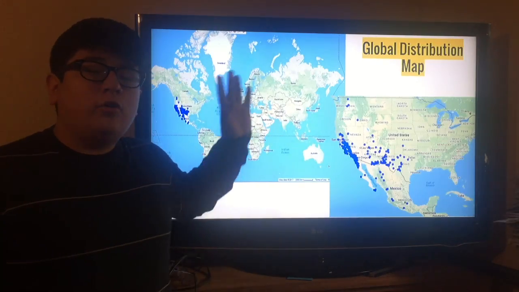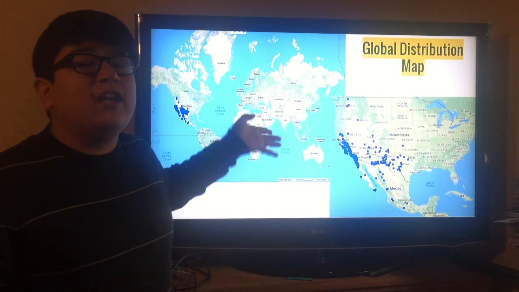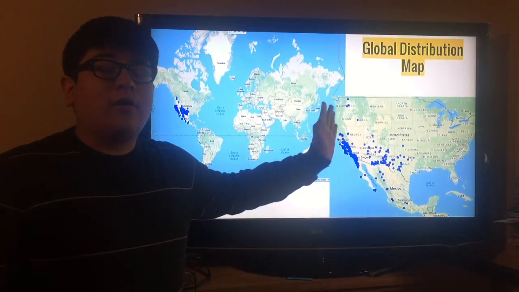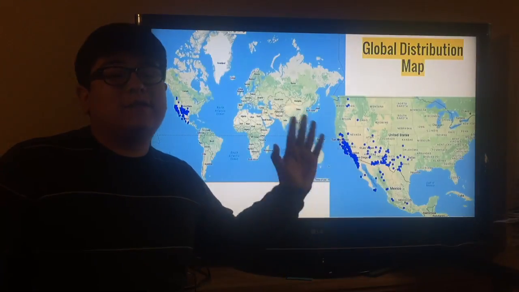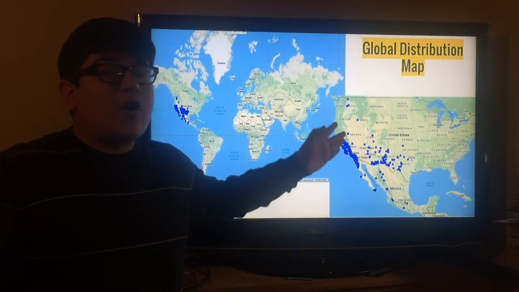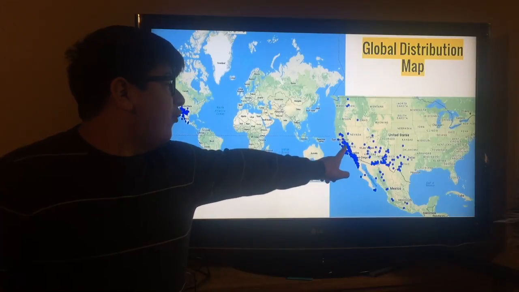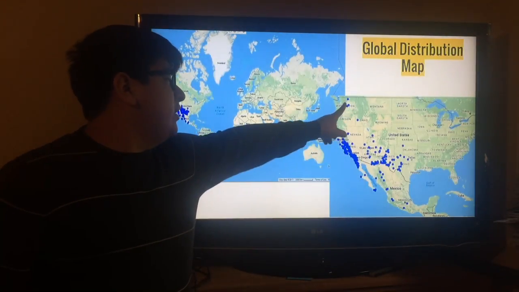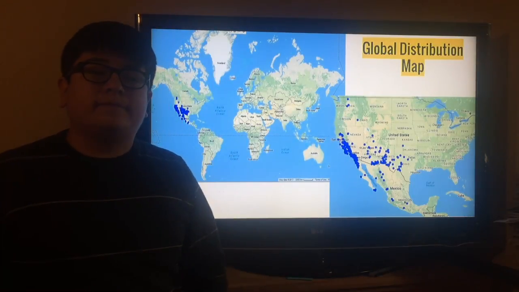On this slide, I included a global distribution map, and with this map, you can see that they're located only in North America, and within North America, they're only located in the western part of the continent, which is also another reason why they're called the Western Spadefoot Toad. So, as you can see, they're found densely in states such as California, New Mexico, Arizona, and other states such as Washington State, Utah, and scattered areas of Mexico.